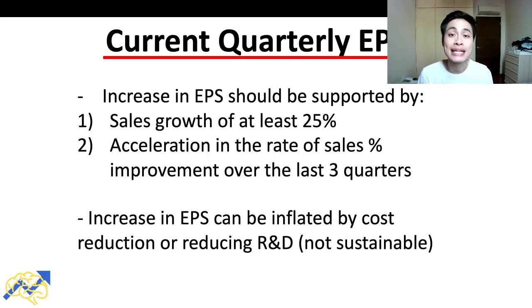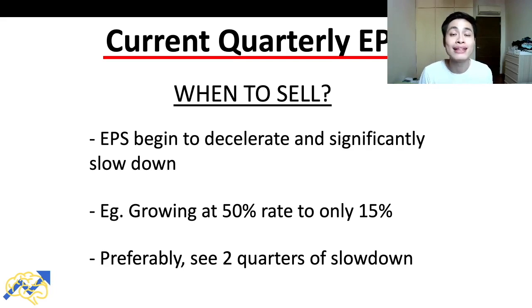So for current quarterly earnings per share, we want to see an increase in earnings per share to be supported by 1. Sales growth of at least 25%, and then the second one, an acceleration in the rate of sales percentage improvement over the last 3 quarters. The reason why we want to see an increase in earnings per share to be supported by increase in sales is because an increase in earnings per share can be inflated by cost reduction or reducing of R&D. And these methods of cost reduction is not sustainable in the long run. A company can only cut so much in cost. But on the other hand, for sales, a company can always continue to grow its sales. And that is why that is more sustainable. So that is what we want to look out for current quarterly earnings per share.